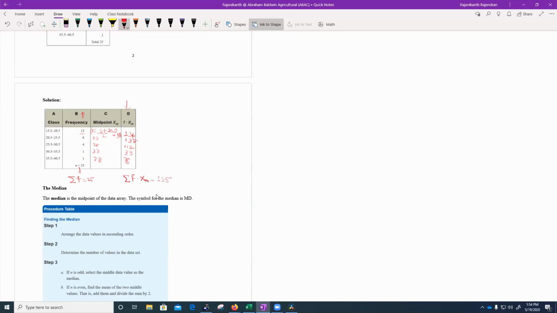The formula for the sample mean x bar for grouped data: the summation of f times xm is 555, and x bar is given by the summation of f times xm over the summation of f. So I'm dividing 555 by the number of data values, which is 25. I'm going to write this to one decimal place.